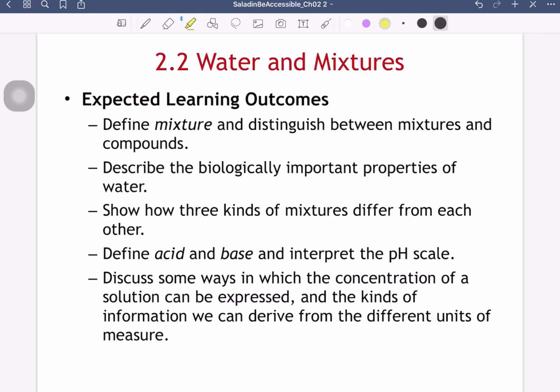We're going to leave the bonding there, and we're going to come back and talk about water and mixtures in the next video.